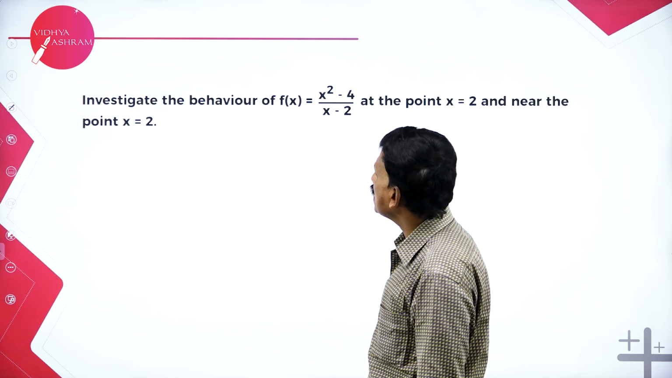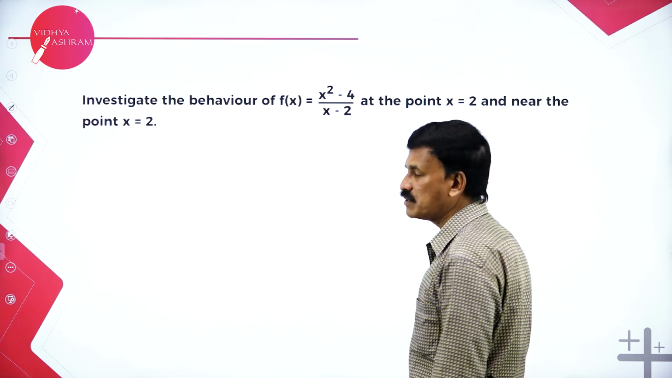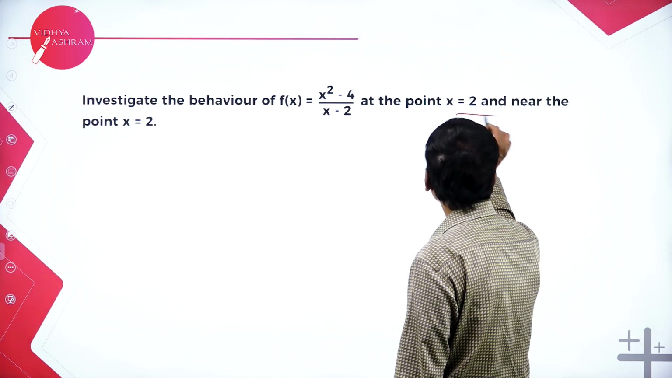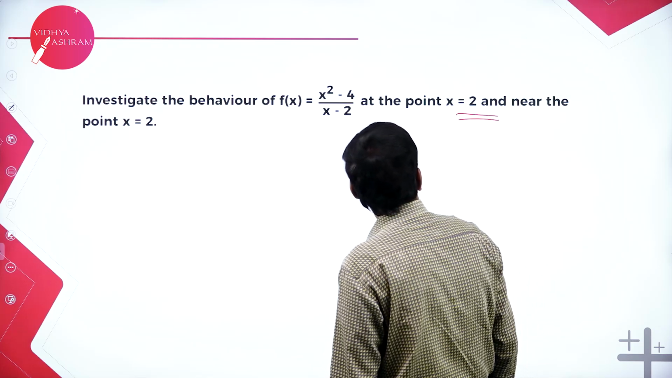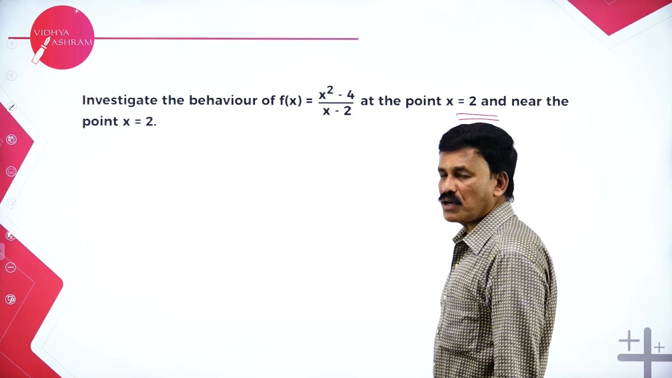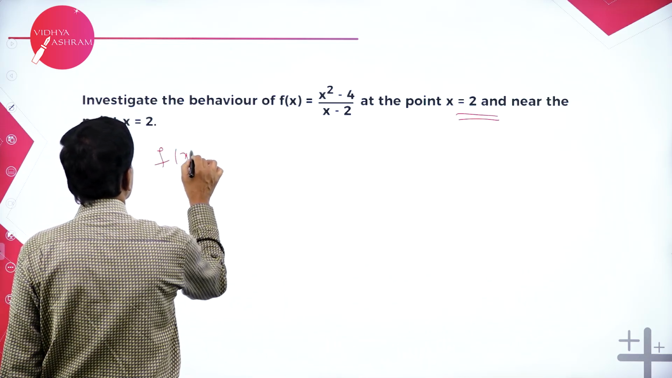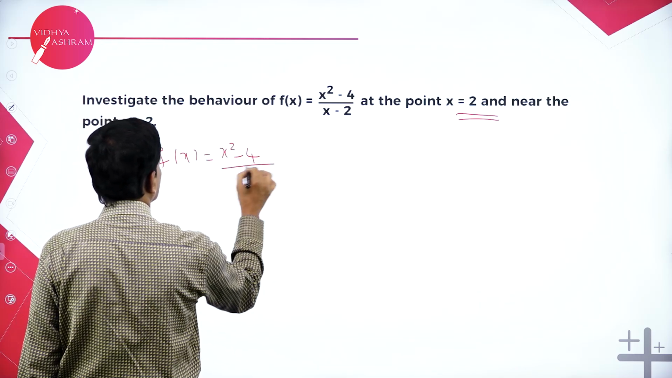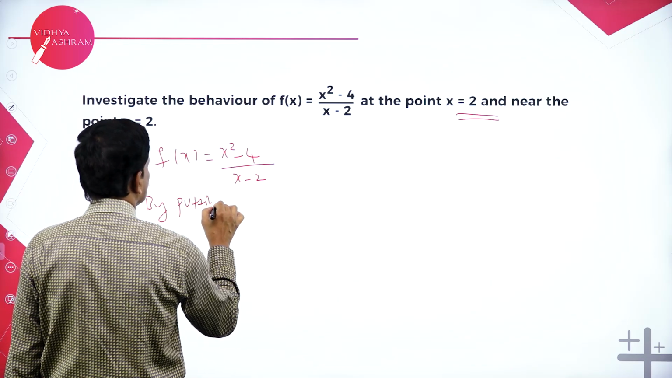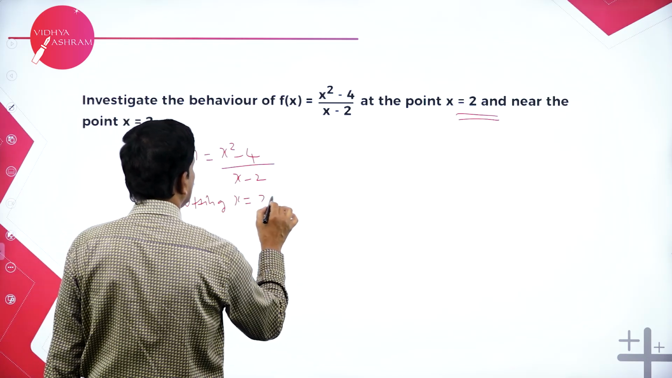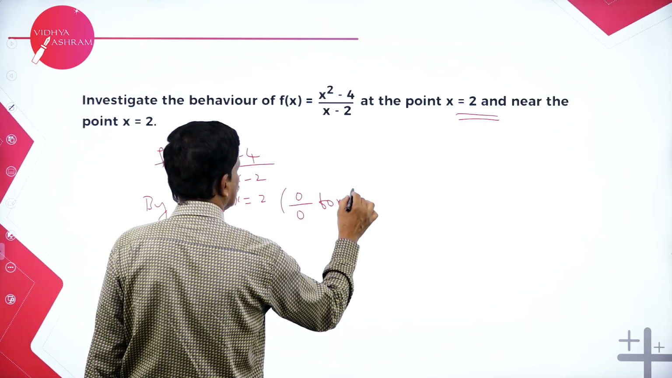Now let us investigate the behavior of the function f of x is equal to x square minus 4 divided by x minus 2 at the point x is equal to 2, as well as at points very nearly equal to 2. If you take f of x is equal to x square minus 4 by x minus 2, by putting x is equal to 2, what will we get? This is nothing but 0 by 0 form. We are going to get an indeterminate form.